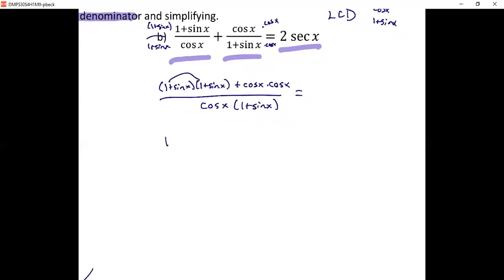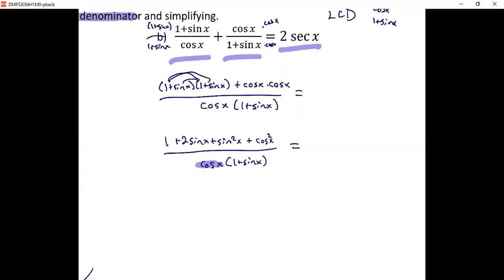So we have 1 plus sine, so that would be plus 2 sine of x, then plus sine squared of x, plus cosine squared of x, over cosine of x times 1 plus sine of x. Notice that I'm leaving my denominator factored, because my hope is I can reduce some kind of factor. How do I know that? That's kind of the big important detail.